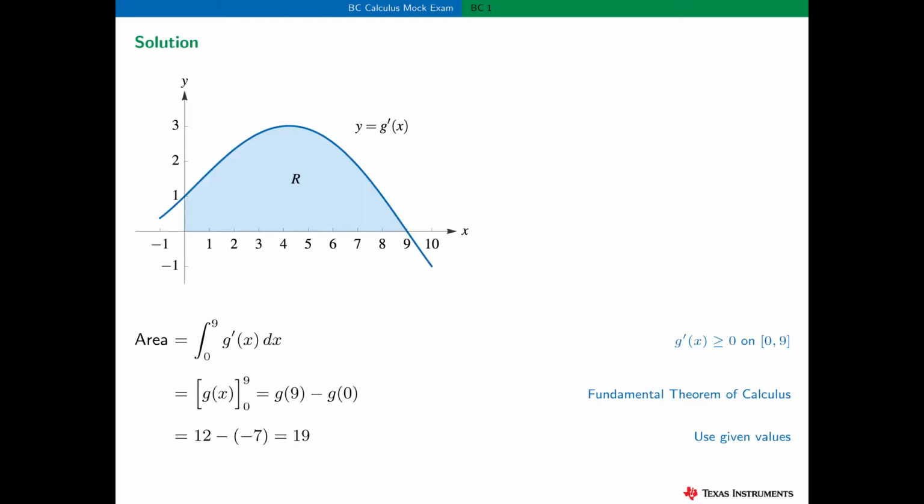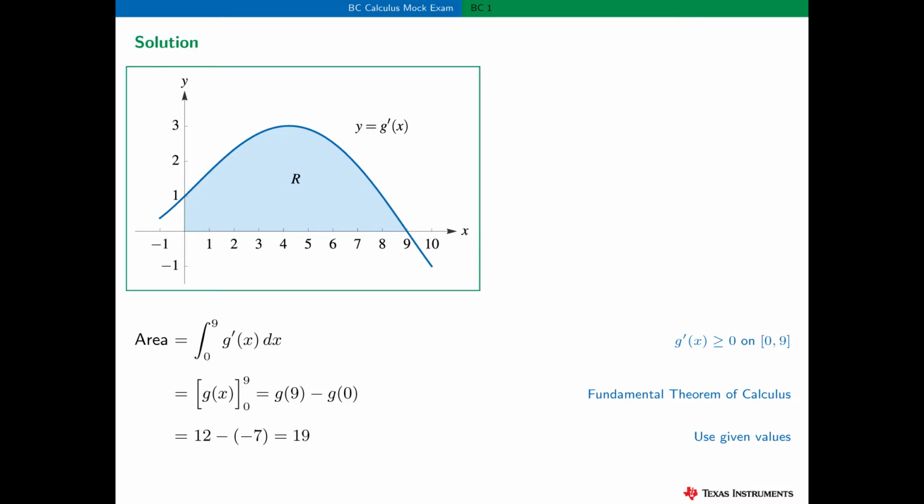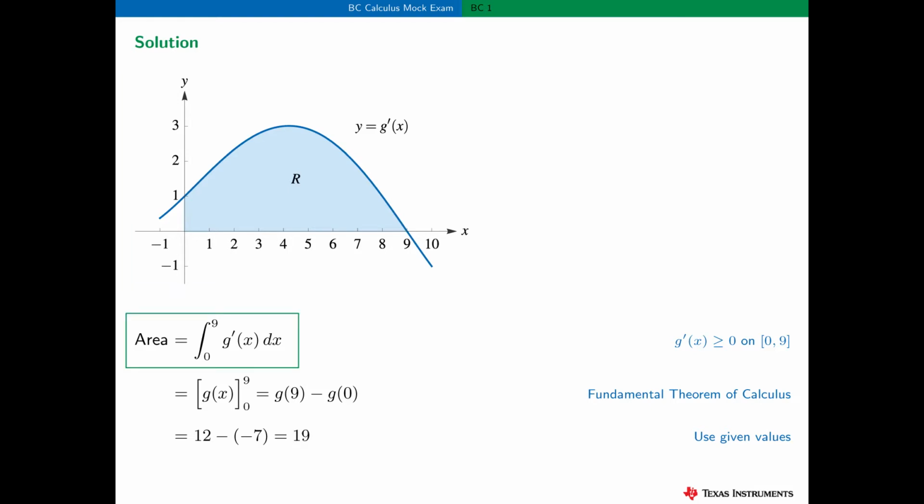Okay, let's put all of these ideas together to solve this problem. Here's a slightly modified graph of the one given in the question. We need to find the area of the shaded region R. We can see that the values of g prime of x are non-negative over the interval 0 to 9. The graph certainly suggests that g prime is continuous, but we also know that g prime is differentiable, so g prime is continuous on the interval 0 to 9. Therefore, the area of the region R is represented by this definite integral. An antiderivative of g prime is g.